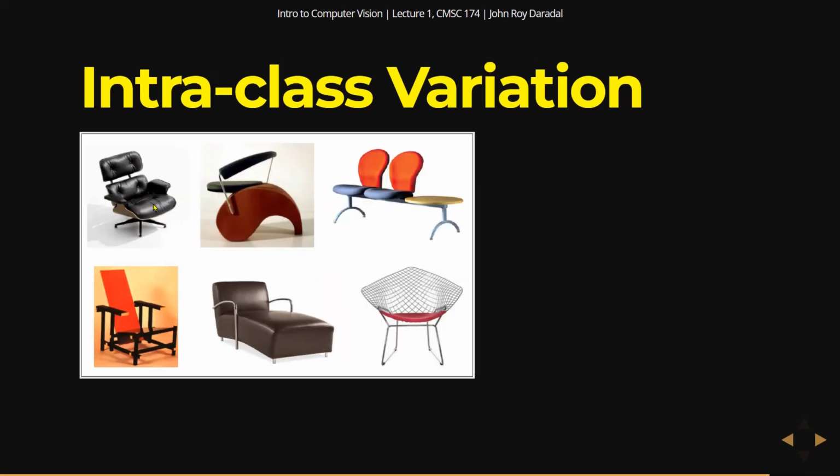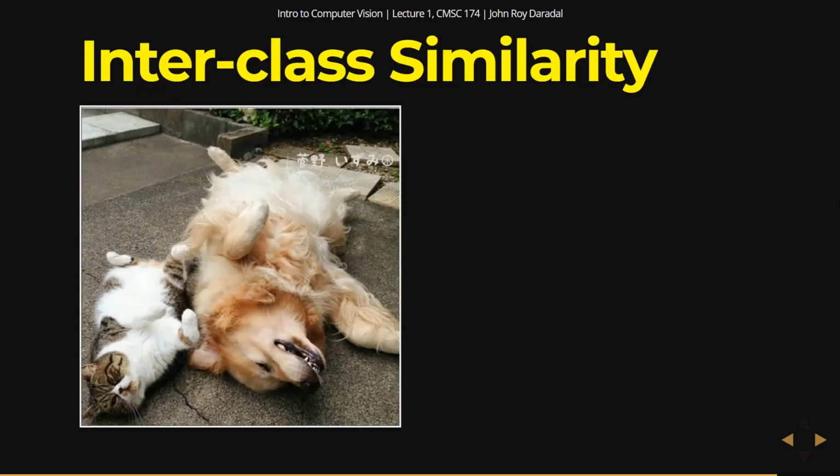So we know that these 6 are pictures of chairs, but this chair looks different from this chair and this chair. So even if it's the same class, within the class, there is variation, which makes it difficult for us to generalize what the chair is, right? So yeah, that's also another challenge. And then on top of that, there's also inter-class similarity. So in inter-class similarity, on the other hand, you are now looking at two different classes.